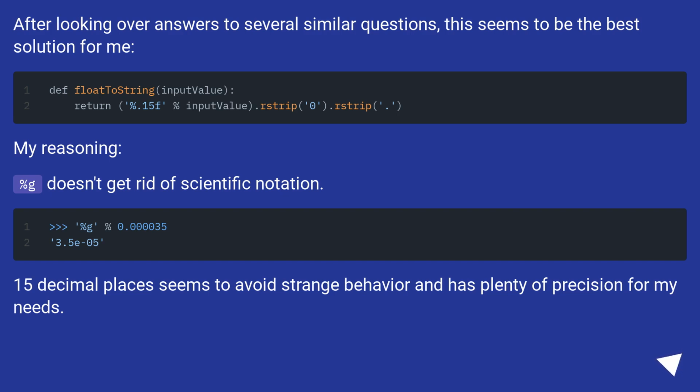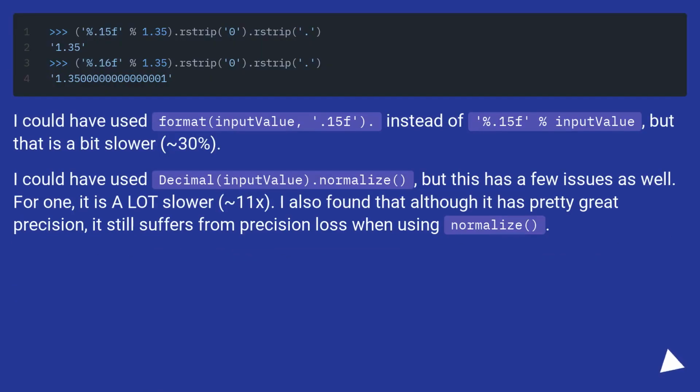After looking over answers to several similar questions, this seems to be the best solution for me. My reasoning: %g doesn't get rid of scientific notation. 15 decimal places seems to avoid strange behavior and has plenty of precision for my needs. I could have used format(input_value, '.15f') instead of '%.15f' % input_value, but that is a bit slower.